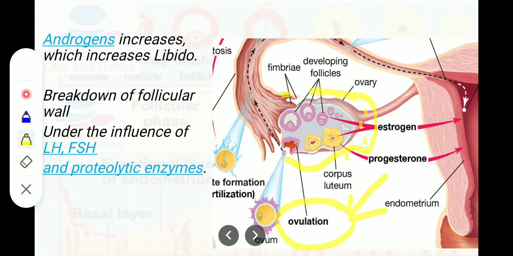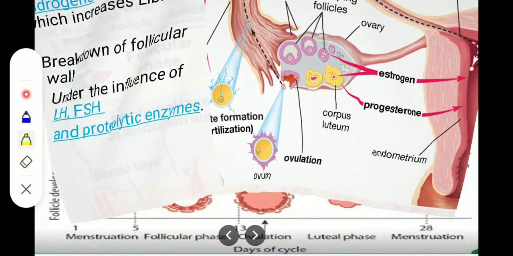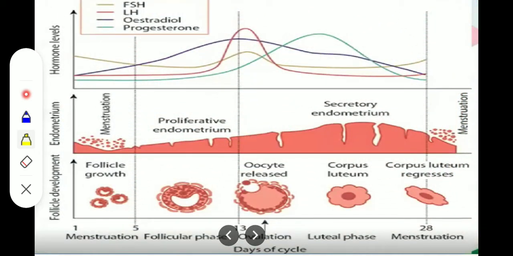You can see the ovulation phase from this whole chart. Okay, you can see after 13 days there is a breakdown of follicular wall, and that results in the release of ovocytes, and this breakdown is under the influence of LH, FSH and proteolytic enzymes, because you can see that the level of LH, FSH are high here.